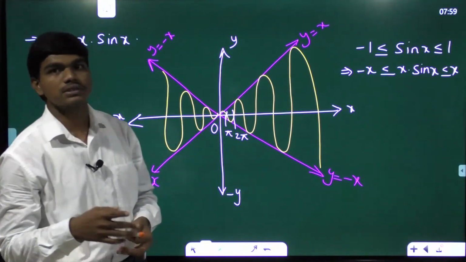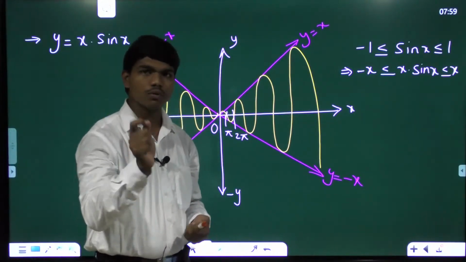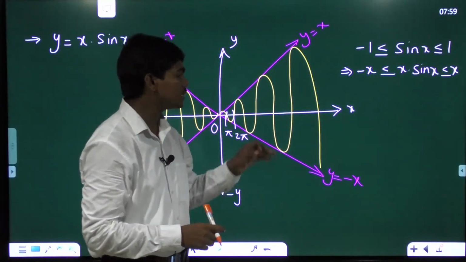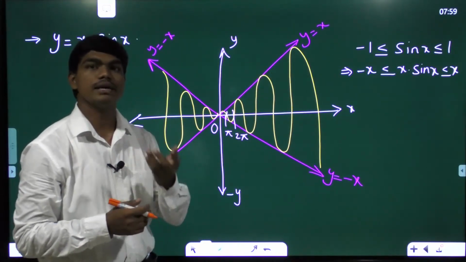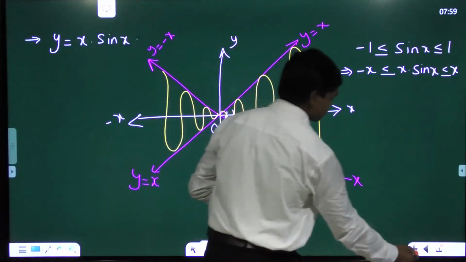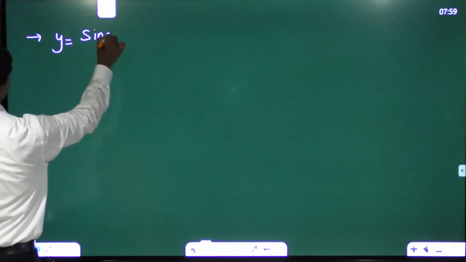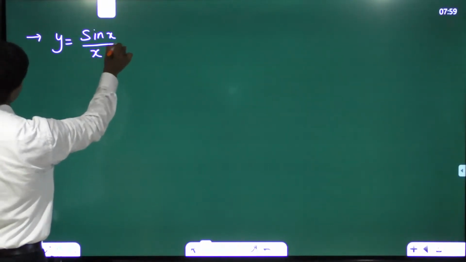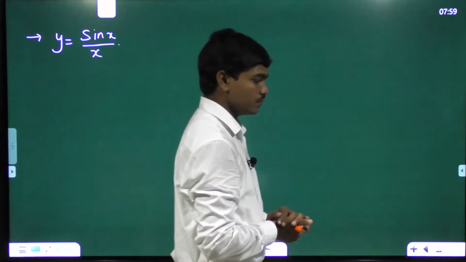Now, before going to discuss some standard limits, I would like to give you one more graph, the last graph of our class, which is really important because there is a question based on that graph that came many times in the GATE examination. So the graph that I am going to talk about is y is equal to sin x by x. Please try this graph, all of you, for a while.